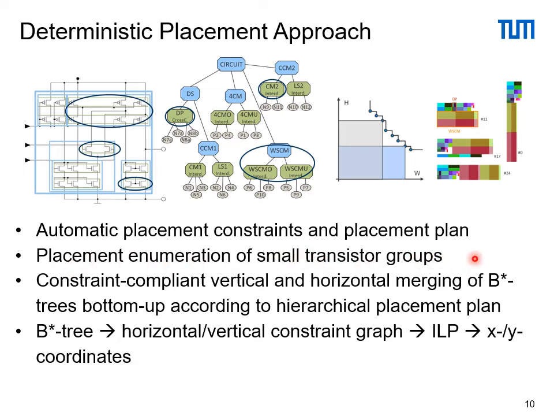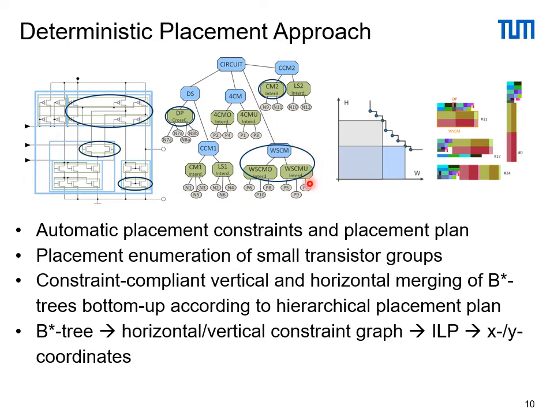of small transistor groups, which means you really write down all possible layouts of these small groups. Right here you can see a group has 2 or 3, here 4 transistors, and you write all these placements down. You code them in the B-star tree, and then we have found out that you can formulate then a vertical and horizontal merging of these B-star trees bottom up.